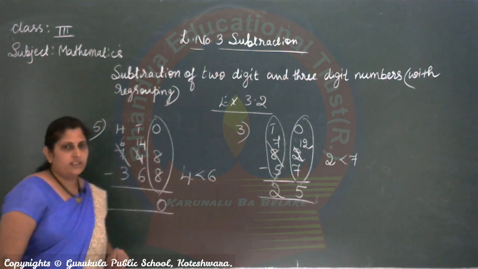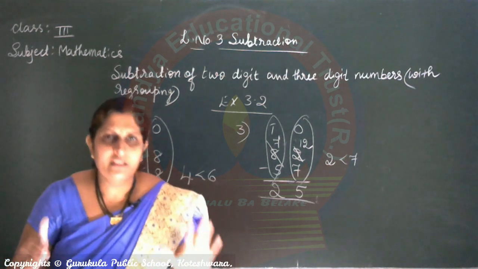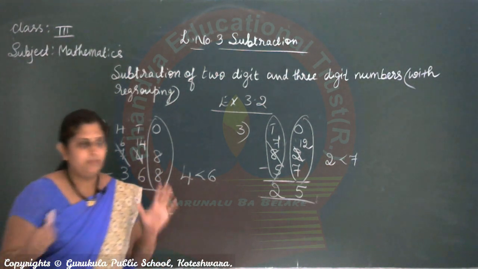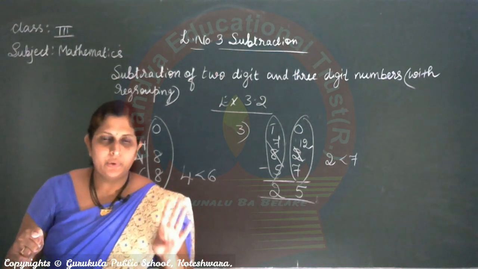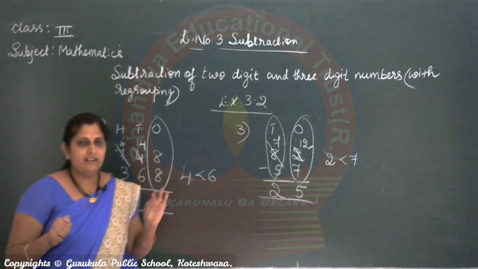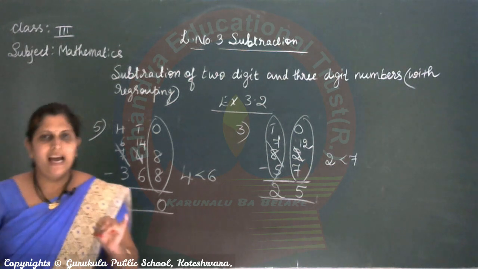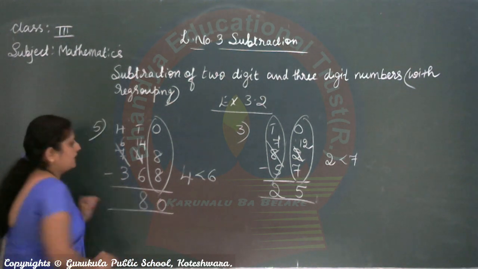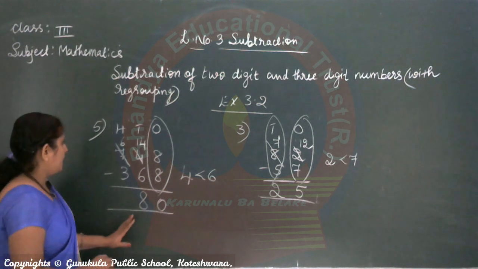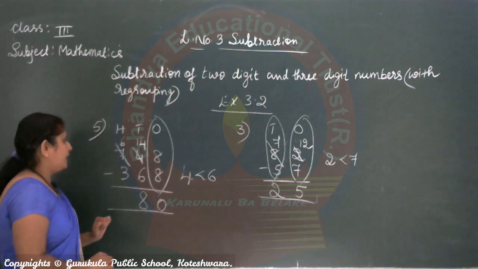14 you keep in your mind, 6 in your hand. Before 14, that is 13, 12, 11, 10, 9, 8. Correct? So here it is 8 in the tens place. Now, next, the hundreds place.